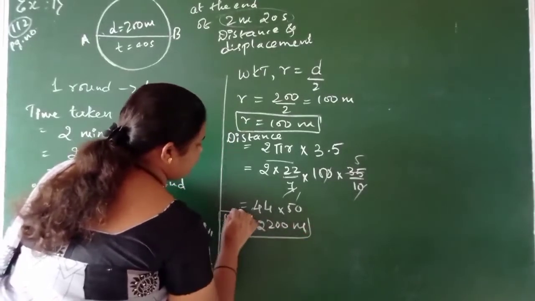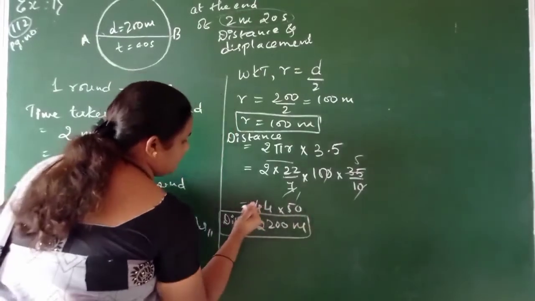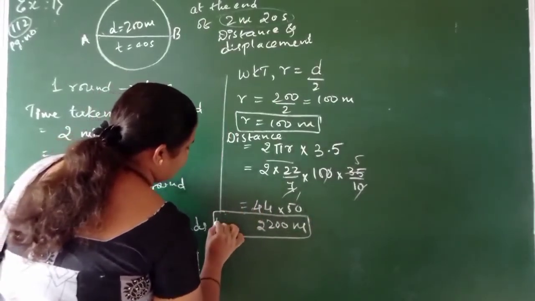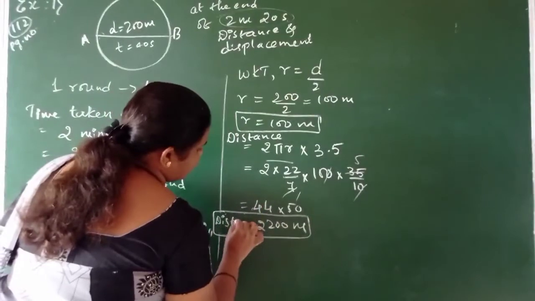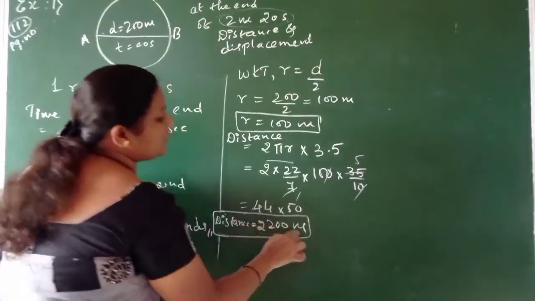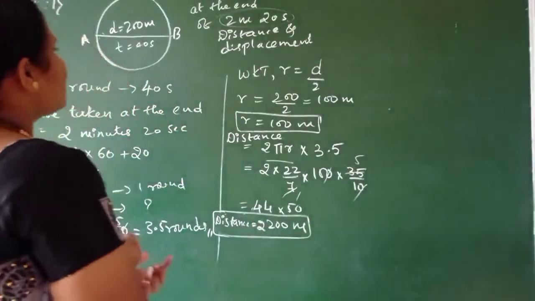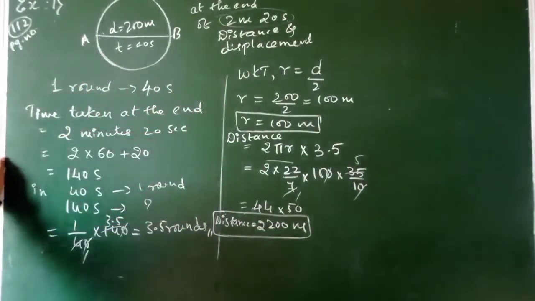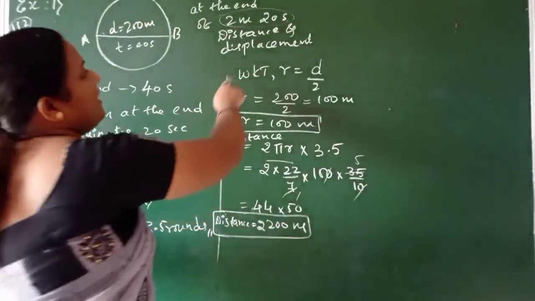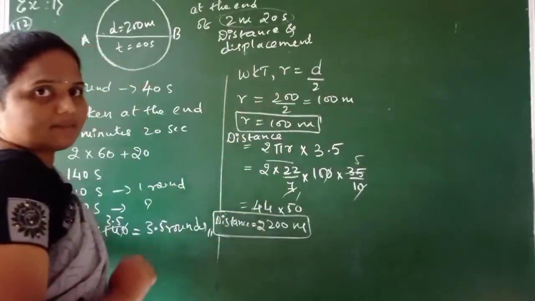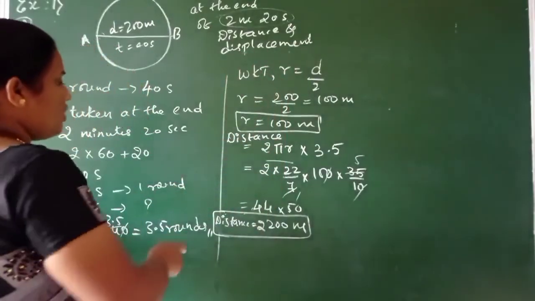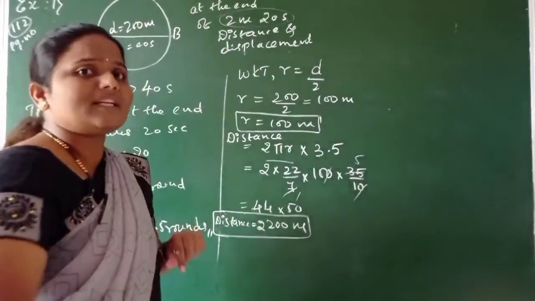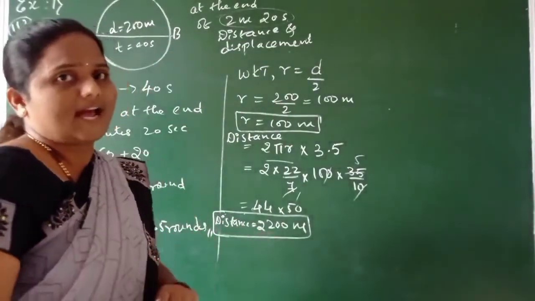What is the distance, children? 2200 meter. Yes, 2200 meter. Distance is how much? 2200 meter. So, one part of the problem we have completed. The next part is what we need to calculate: the displacement. Isn't it, children? What is the meaning of displacement here? This is nothing but the shortest path we need to calculate.